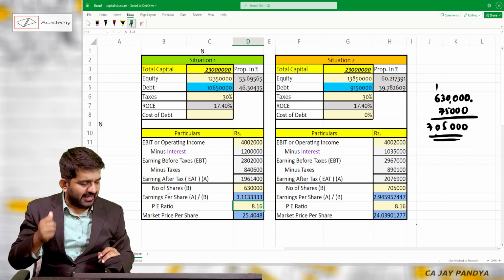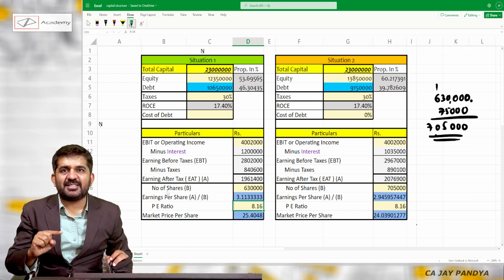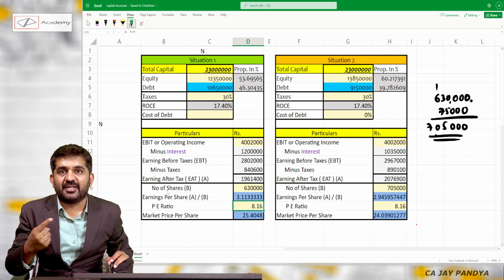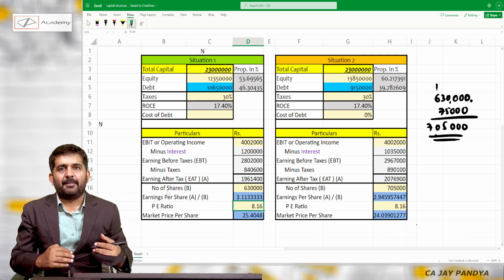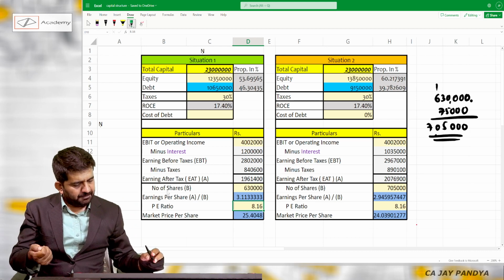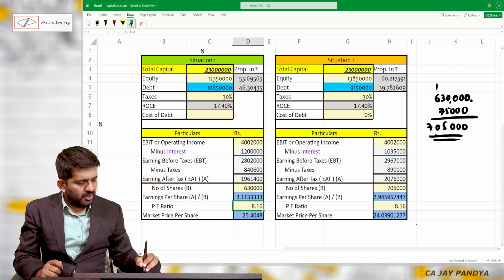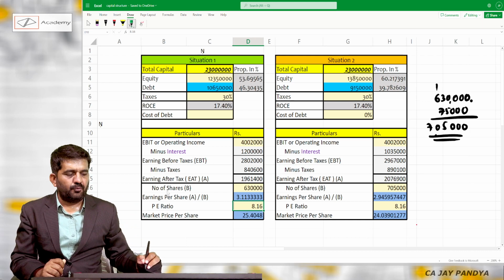I will be getting MPS. How to find out MPS? EPS multiplied by PE ratio. Why? Because PE ratio is nothing but MPS divided by EPS. So MPS will be nothing but EPS multiplied by PE ratio, which is 25.4048.